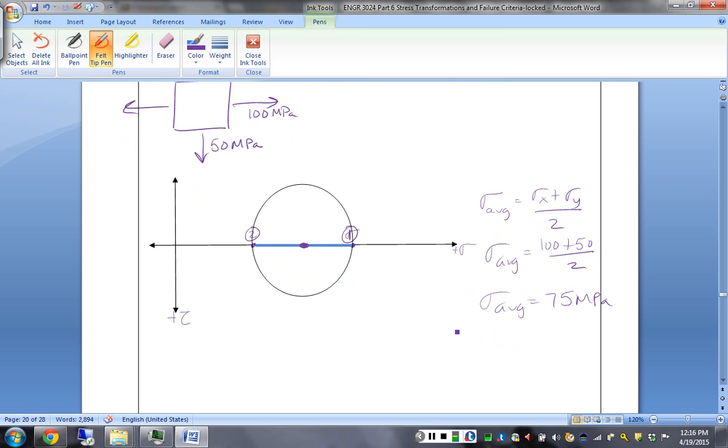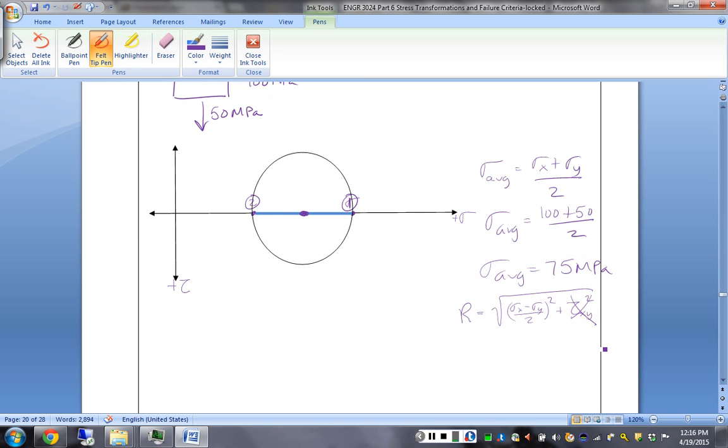And the radius, by inspection, we can say that it's 25, but by math we say that it is the square root of the difference term squared plus the shear stress squared. Well, our shear stress in this case is 0, so it's simply the square root of the square of the difference term. So 100 minus 50 over 2, the square root squared is just 25.